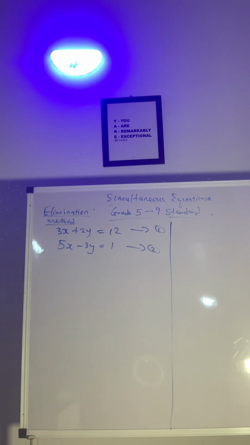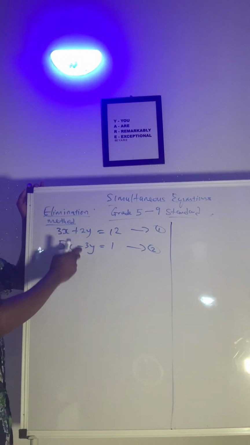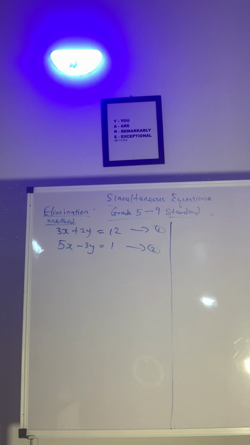For that to happen, we have to make sure that the coefficient of x, if we want to eliminate x, are what? Equal. Do you understand? But if we want to eliminate y, we have to make sure that the coefficients of y are equal. I don't know which one we want to eliminate. So let's eliminate y.